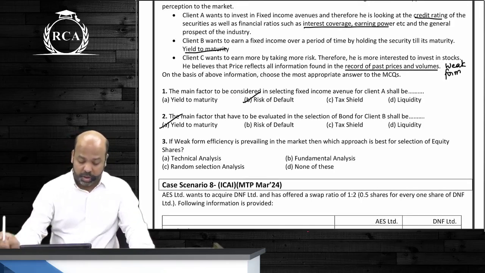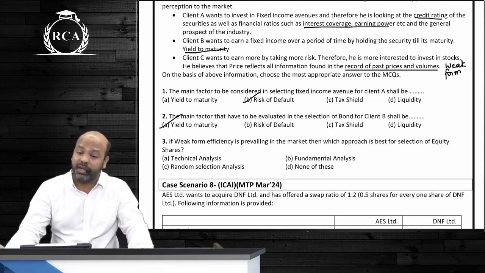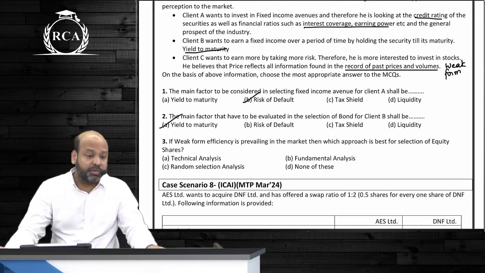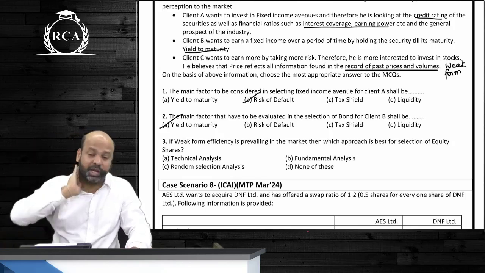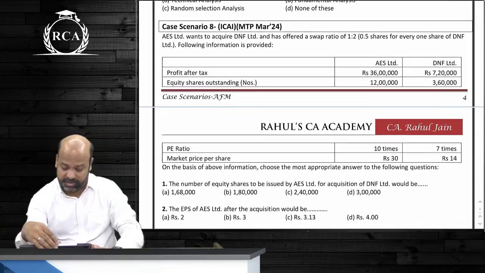अब requirement में देखो, if weak form efficiency is prevailing as such, guys, then which approach is best for selection of equity shares? ऊपर क्या दिया हुआ है बेटा? He wants to earn more by taking more risk, therefore is more interested to invest in stocks. You will go by fundamental analysis as such, guys, because that is how you are going to generate higher returns over a longer period. Are we clear? If the company is going to perform well, you will generate a higher return. If the company is not going to perform well, private information, public information nahi hai. So if the company is showing better returns as such, guys, what will happen to the value? It is only going to increase. Are we clear?